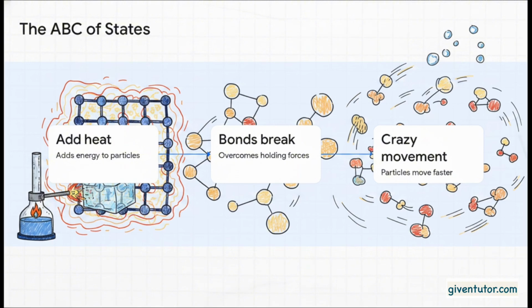As you add heat to a solid, like say ice, you're pumping in energy. Step B, bonds break. All that extra energy allows the particles to overcome the forces holding them so tightly together. And step C, crazy movement. The particles start moving faster and way more freely, transforming from a solid into a liquid, and eventually, if you keep adding heat, boiling into a gas, which, by the way, is my personal favorite state as a flask. So remember, add heat, bonds break, crazy movement.